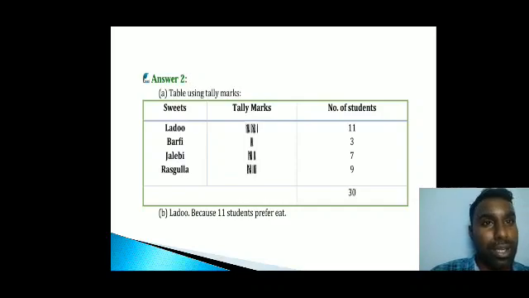Okay, regarding this question, which one do they like most? That means laddu is preferred by the most students. How many? 11 students. So 11 students like laddu most. Okay, so understand, students, this is the way we can solve it.